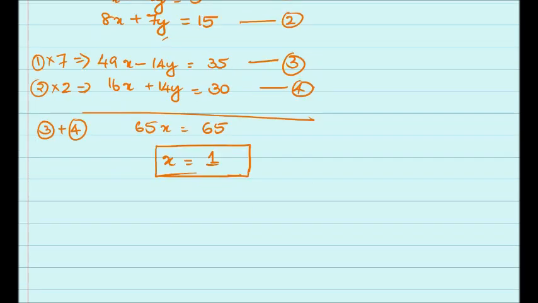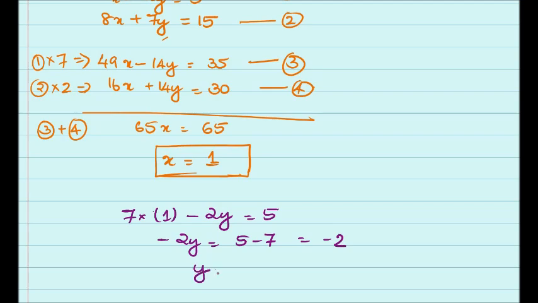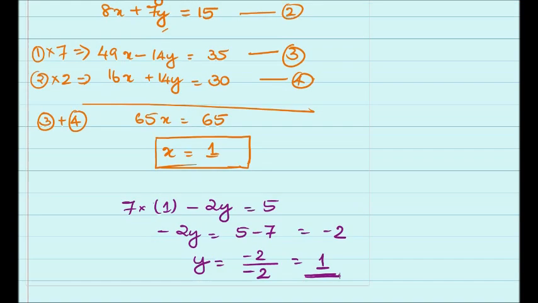Now substitute the value of x in equation 1. We will get 7 into 1 minus 2y is equal to 5. That is minus 2y is equal to 5 minus 7, that is equal to minus 2. Hence, y is equal to minus 2 divided by minus 2, that is equal to 1. Here we will get x is equal to 1 and y is equal to 1.